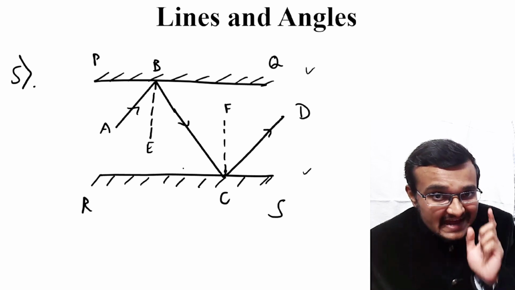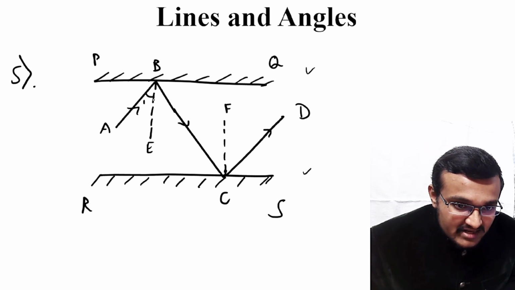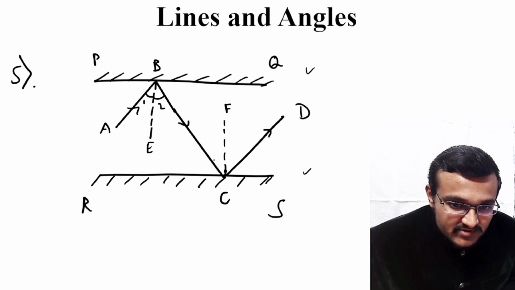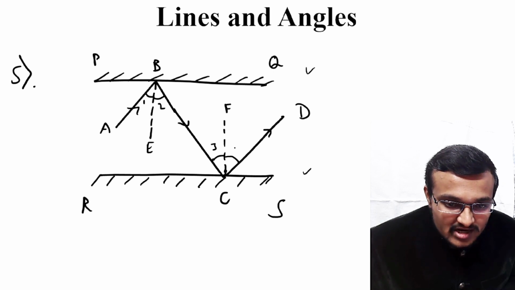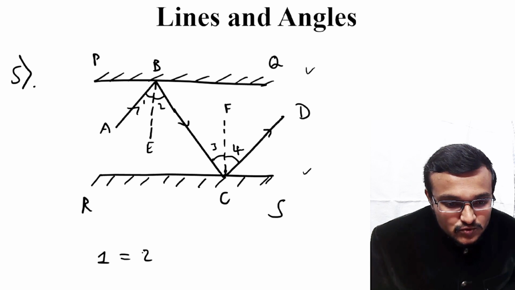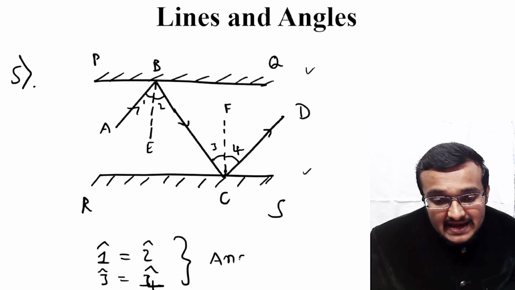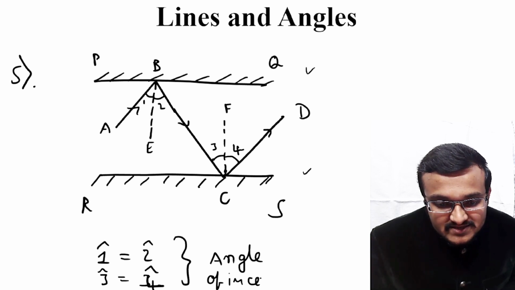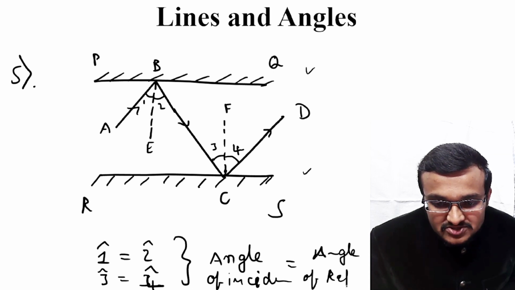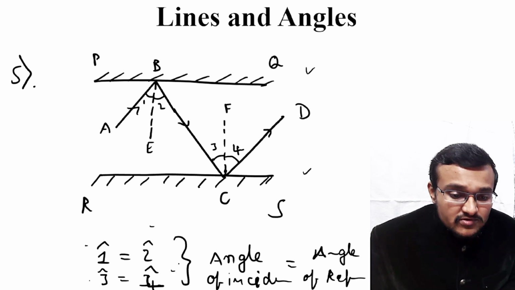According to the law of reflection, the angle of incidence and angle of reflection are equal to each other. So this we'll call angle 1 and this angle 2. This we will call angle 3 and this angle 4. One thing you have to remember here: 1 is equal to 2 and 3 is equal to 4. This is because the angle of incidence is equal to the angle of reflection. So now we have 1 is equal to 2, 3 is equal to 4.